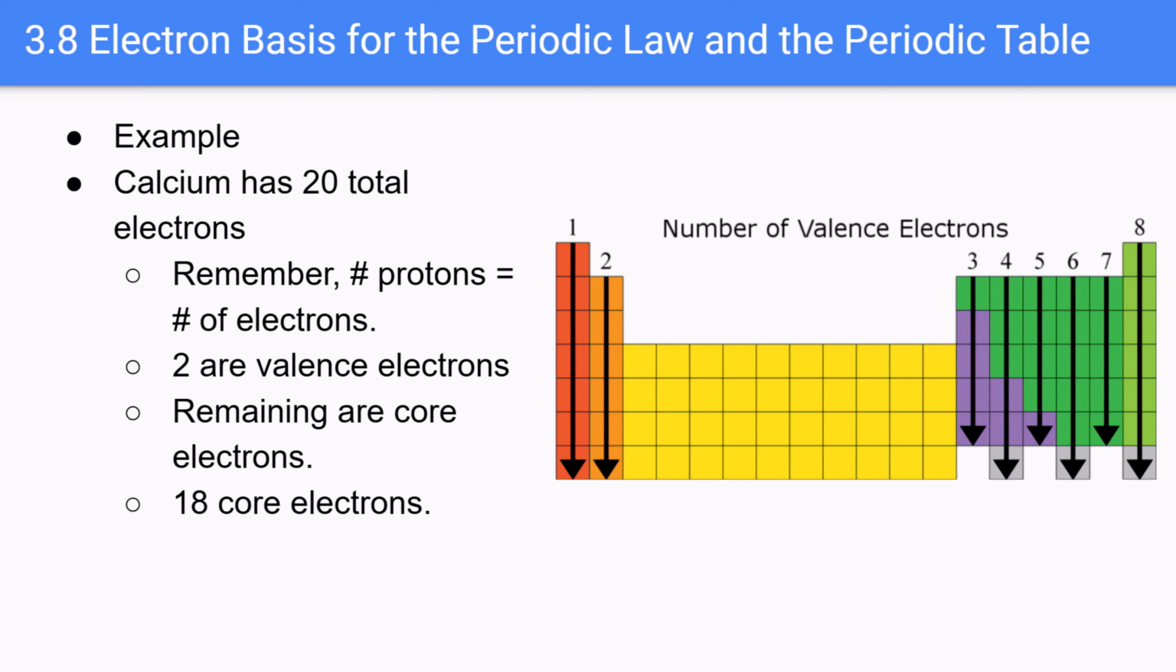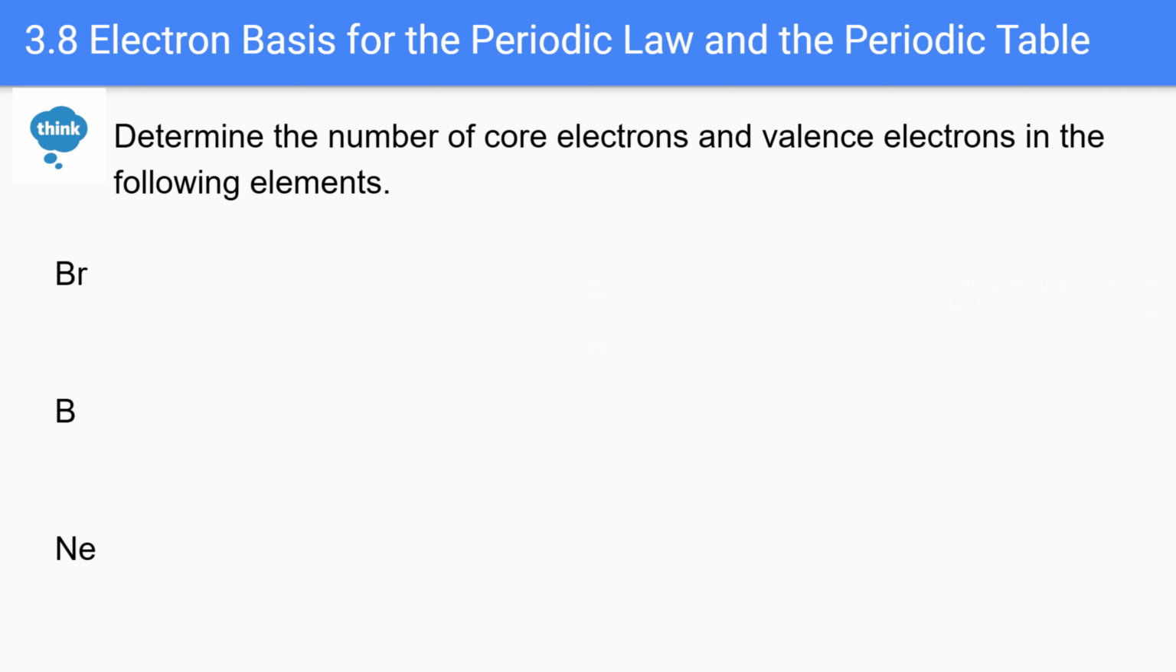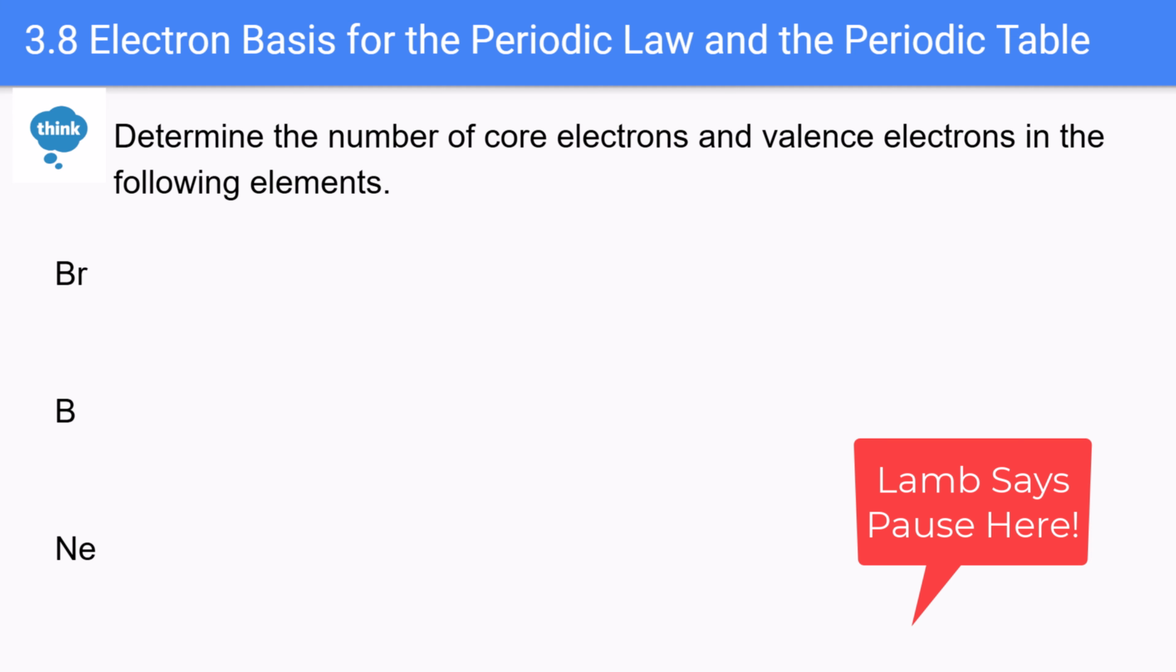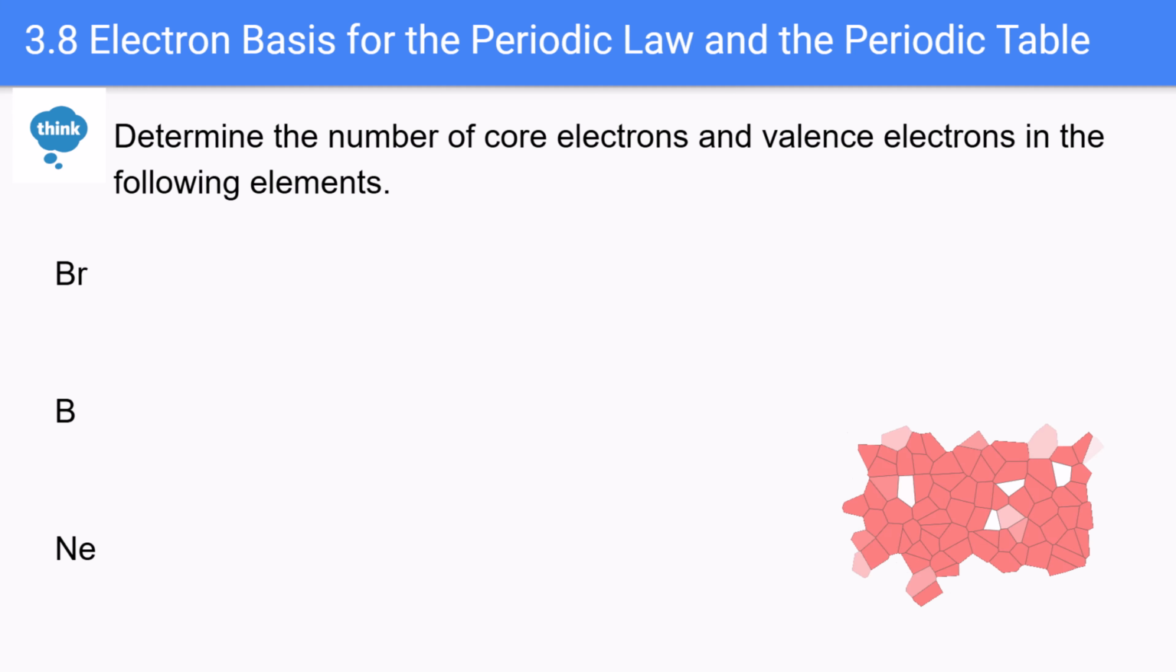Well, if there's 20 total electrons and 2 are valence, that means that 18 have to be core electrons. So based off of the information of the location of the element on the periodic table and the relative number of valence electrons, you should be able to determine the number of core electrons that are present. So the next thing I want you to do here is to determine the number of core electrons and valence electrons that are in the following elements. Take a few moments and we'll come back and finish up our discussion for this evening.